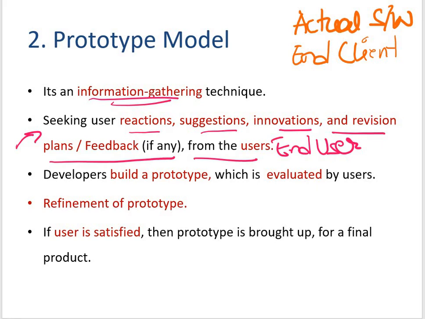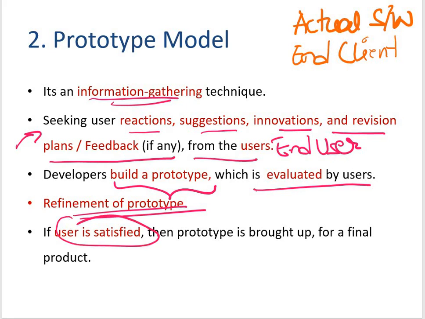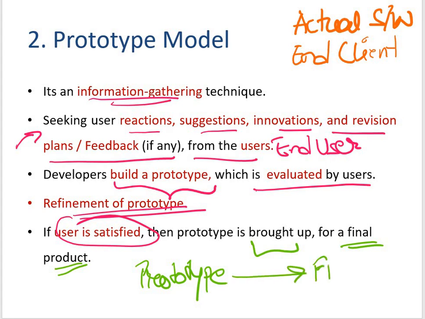In this model, your developers will be building a prototype which is evaluated by users. And post evaluation, we go ahead with the refinement of this prototype. And once the user gets satisfied, then your prototype is brought up for a final product. That means the same prototype, the moment it gets a green signal, is brought up for your final product.